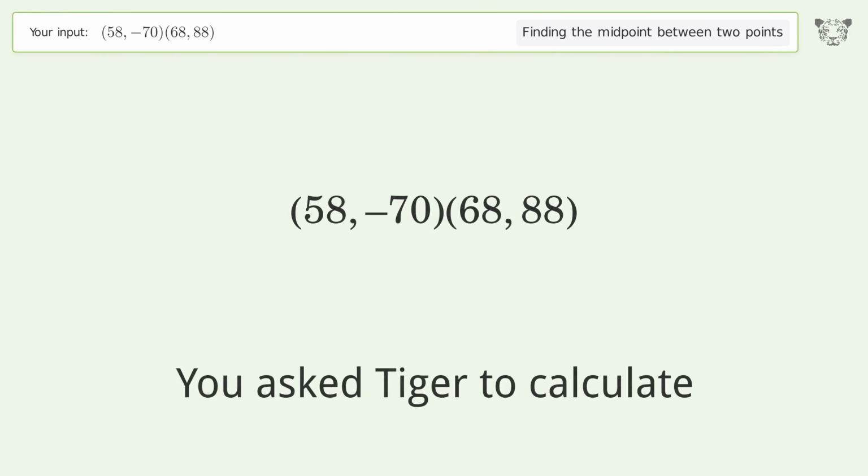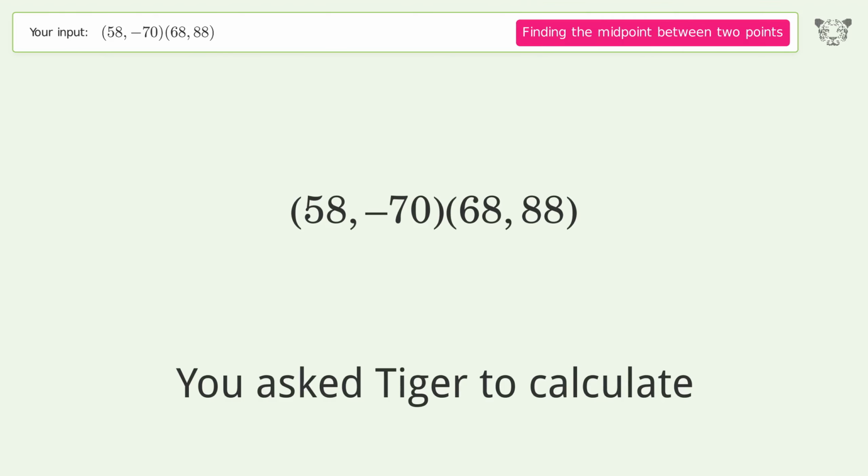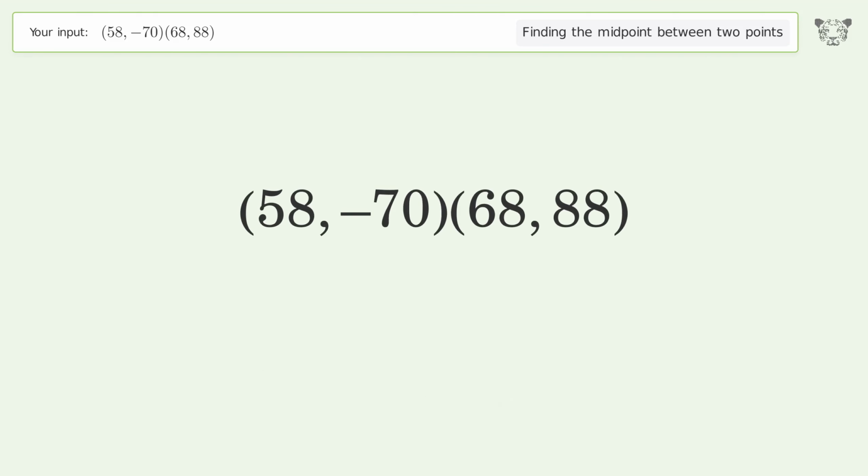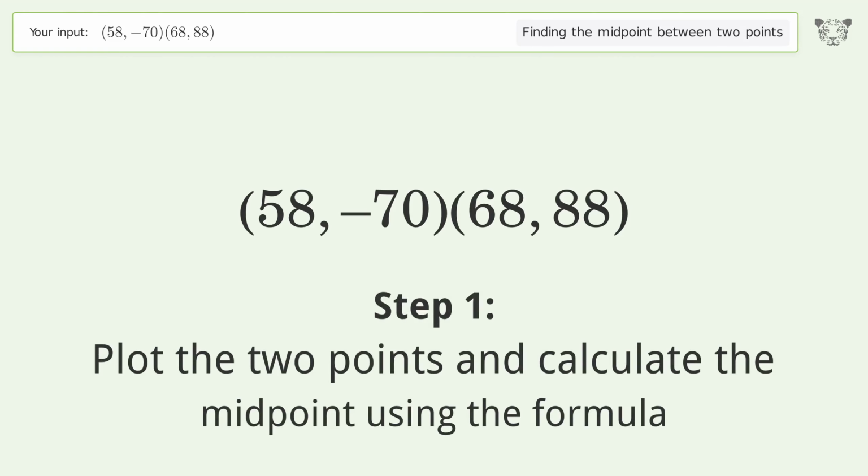You ask Tiger to calculate. This deals with finding the midpoint between 2 points. The midpoint between the 2 points is 63,9. Let's solve it step by step. Plot the 2 points and calculate the midpoint using the formula.